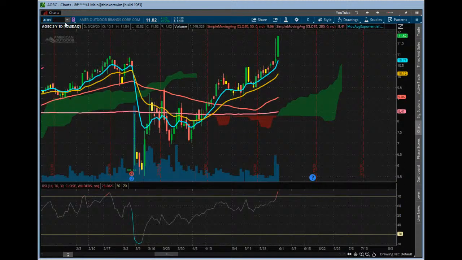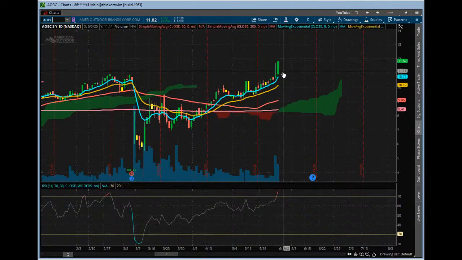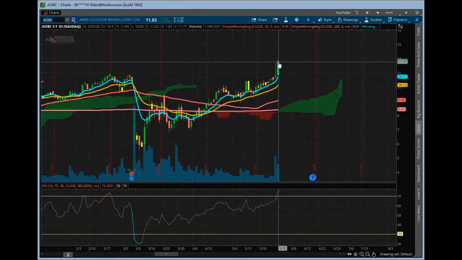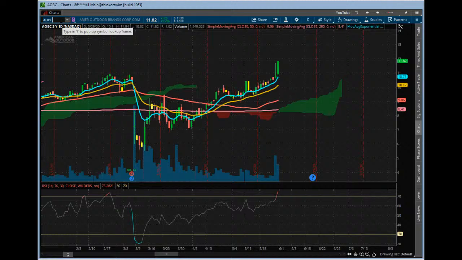AOBC. Let's take a look. Yeah, wow, really nice one for American Outdoor. Great candle, great volume the last couple days. I like the move right there. Let's see if we get some follow through to the upside.